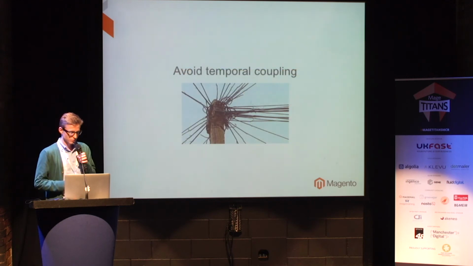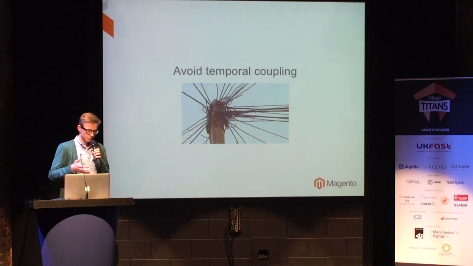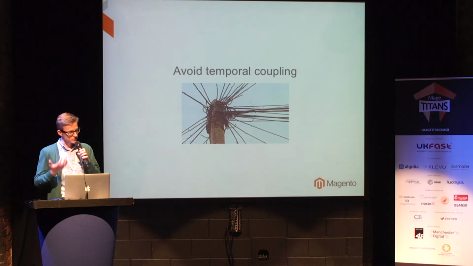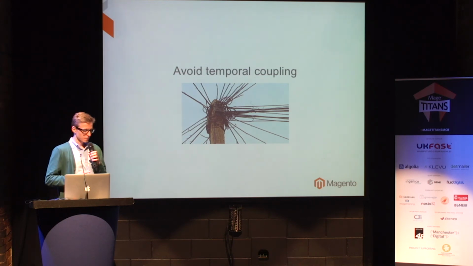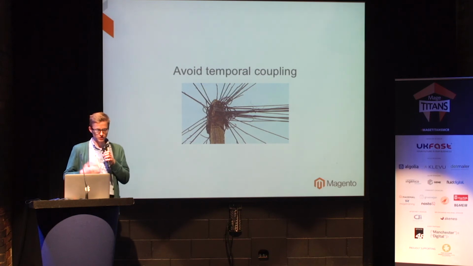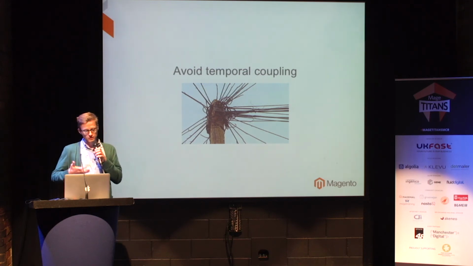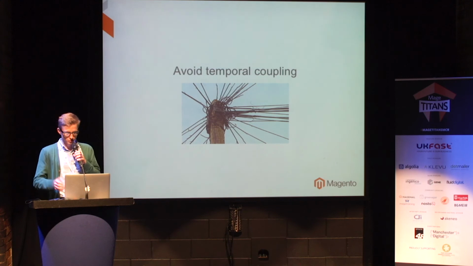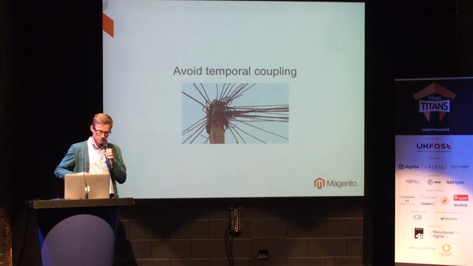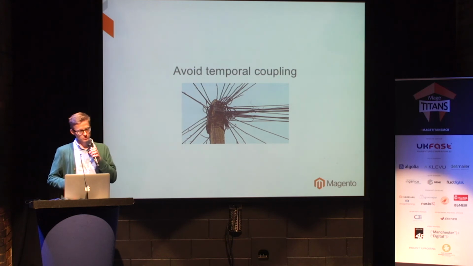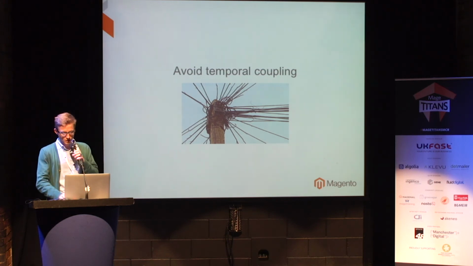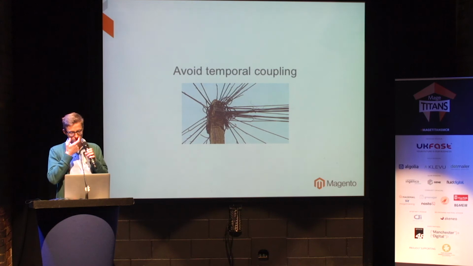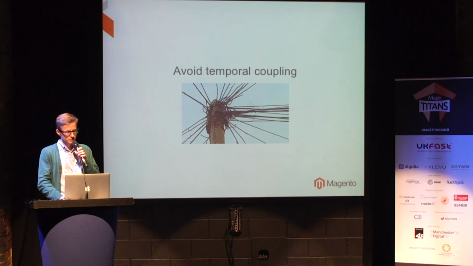I want to talk now about some problems with the code and later about principles that I think would help you make your code cleaner and more robust. So one of the problems that we realized in Magento is causing a lot of bugs and results in an inconvenient API is temporal coupling.